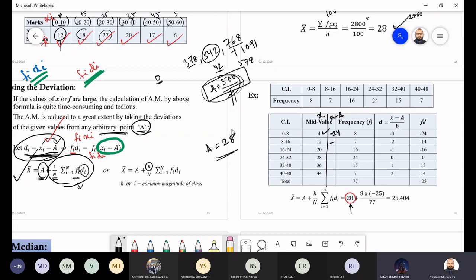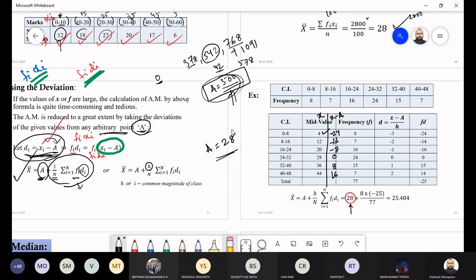Minus 16. Then 20 minus 28, how much is it? Minus 8. Then 28 minus 28, 0. Then 36 minus 28, 8. Then 44 minus 28, 16. Okay, you will get these numbers.